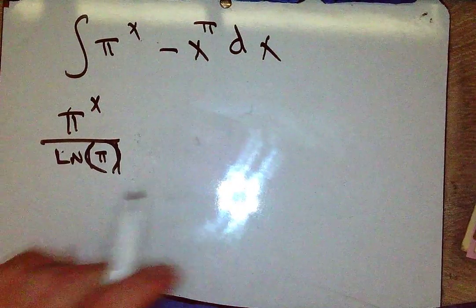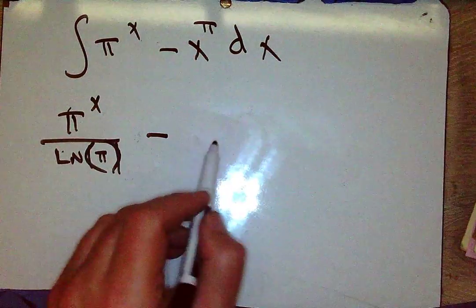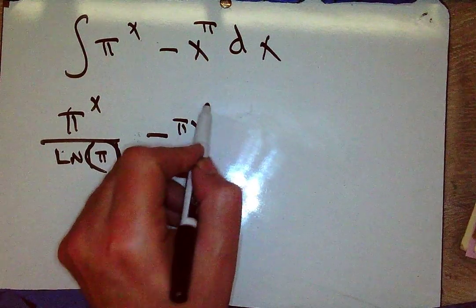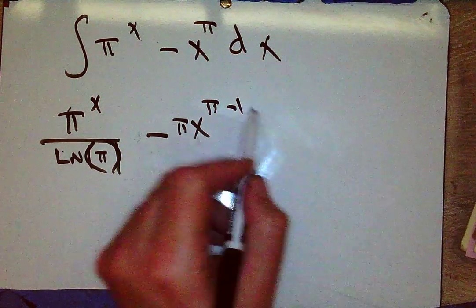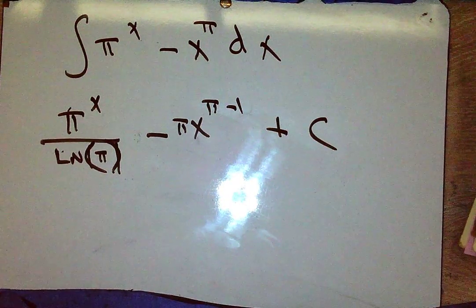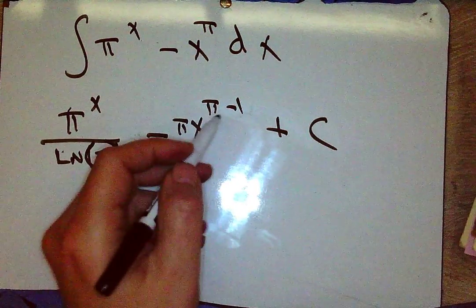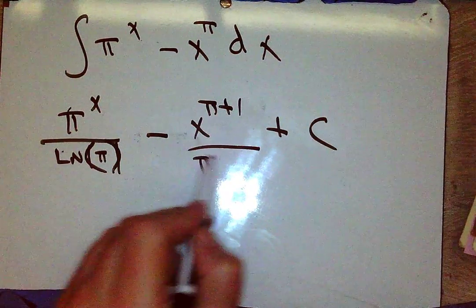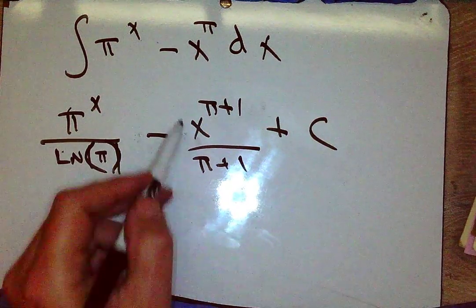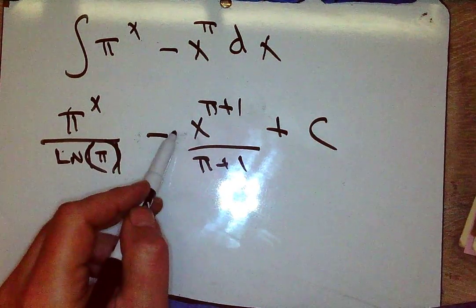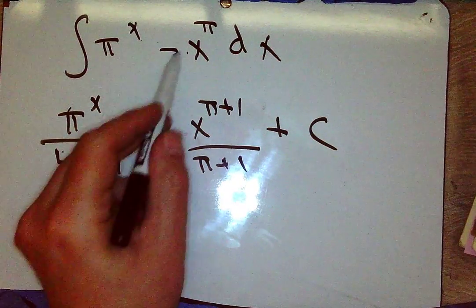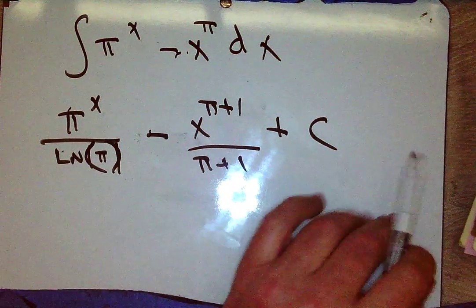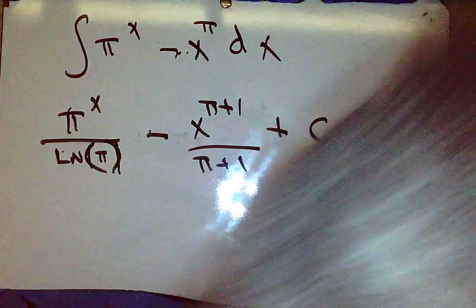Okay, so that one, minus here, pi x to the pi minus 1 plus c. No, Mr. Kukla, you did it again. That's the derivative. Yeah, no derivative. We want x to the pi plus 1 over pi plus 1. So now if I took the derivative of this, and that came down and canceled, I just have that. Very good. That's a great test question. Okay, please pay attention to whether you're going backwards or forwards in these problems.